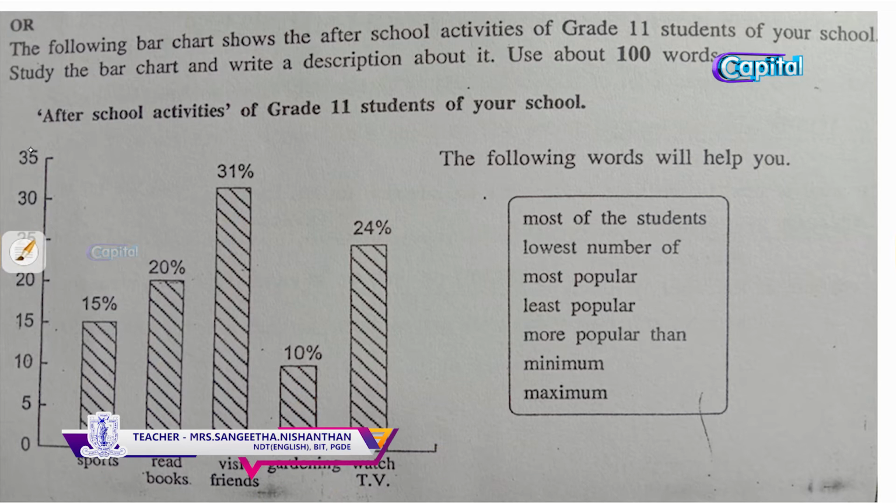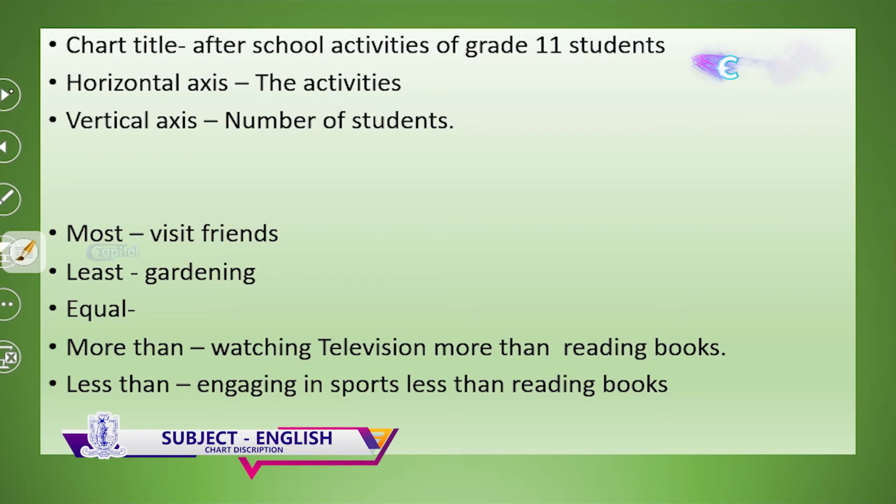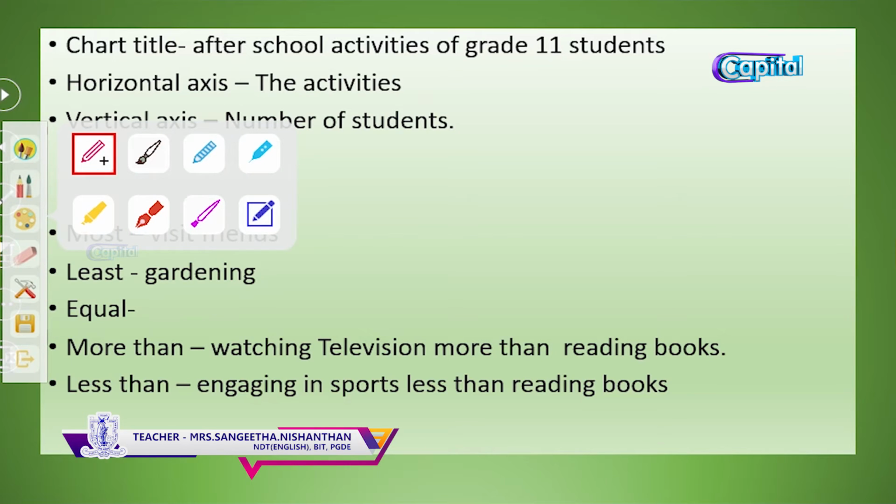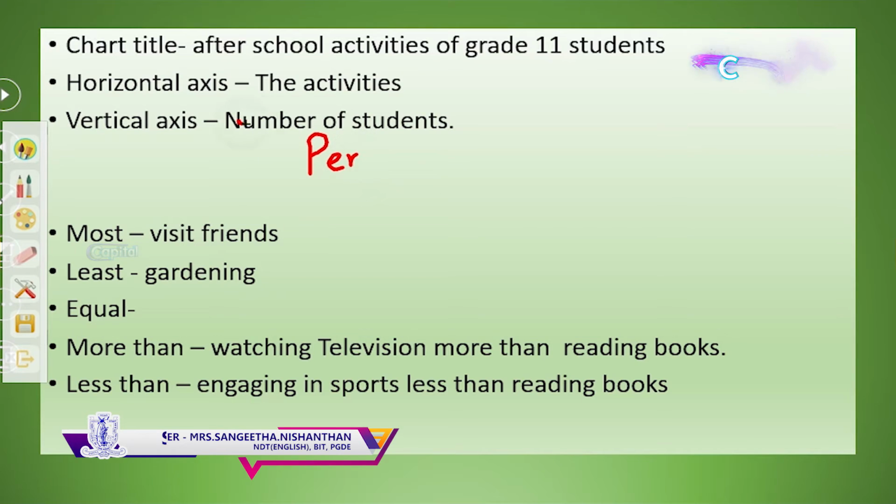Right? Now, let us look at how we can write it. In the first paragraph, here they have given you some points. You have to make it into a paragraph. What is the title of the chart? After school activities of grade 11 students. So, you have to write it. This bar chart depicts the after school activities of grade 11 students of our school. The horizontal axis depicts the activities and the vertical axis depicts the percentage of students, not the number of students.